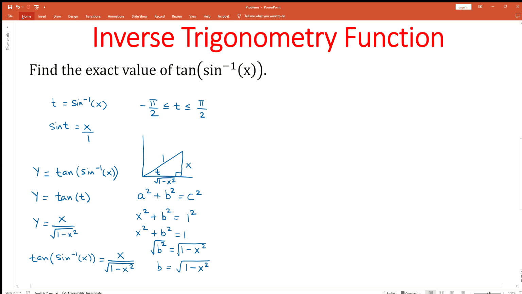If x has a negative value, then we'll have to draw the triangle in quadrant 4. That's angle T. For angle T, the length of the opposite side is x and the length of the hypotenuse is 1. We will use Pythagorean theorem equation to find the length of the horizontal side or the adjacent side, and that will be square root of 1 minus x squared. Now we can find the exact value of the given term. Let's assume it's equal to y.